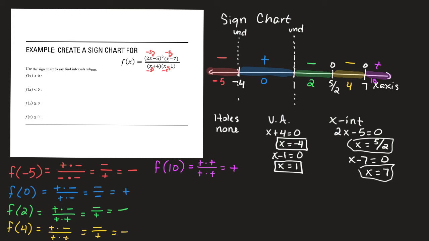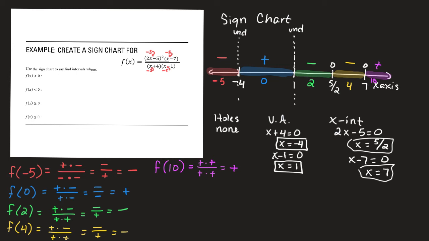The signs that I got for each section: from -infinity to -4 was a negative number. From -4 to 1, I got a positive. From 1 to 5/2, I got a negative. From 5/2 to 7, I got a negative. And from 7 to infinity, I got a positive. So now that we have this sign chart, we're going to answer these questions about the sign chart.